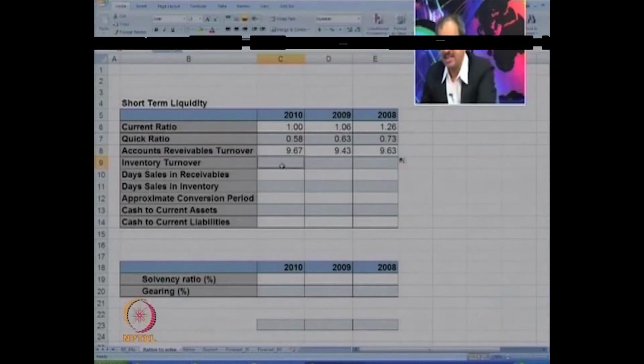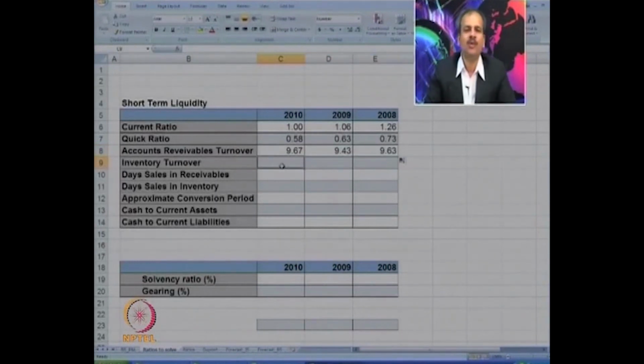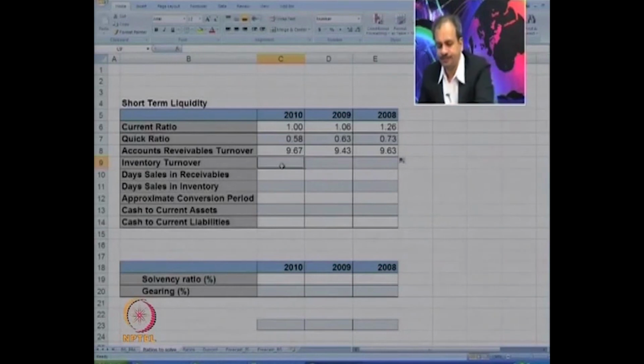On similar lines we can calculate inventory turnover. What is the formula for the same? So you are right, it is sales divided by inventory.